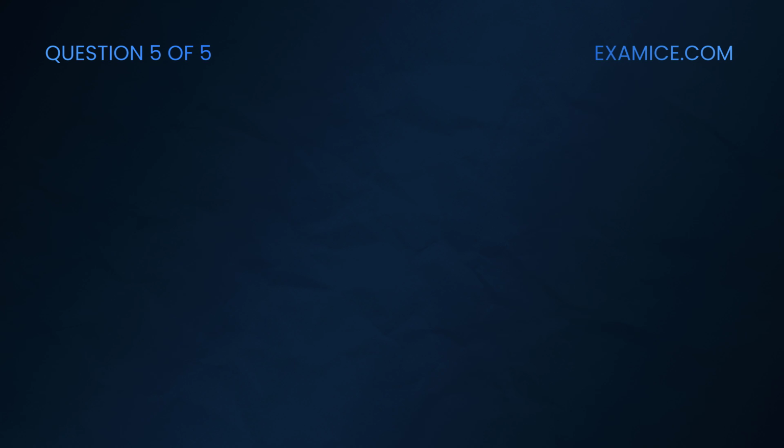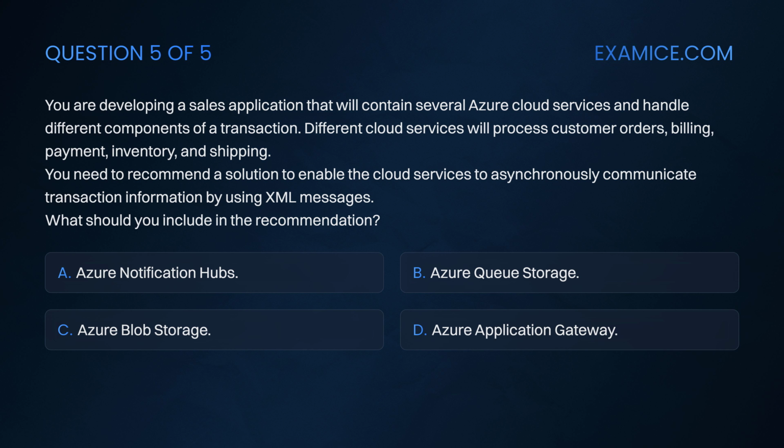Question 5. You are developing a sales application that will contain several Azure cloud services and handle different components of a transaction. Different cloud services will process customer orders, billing, payment, inventory, and shipping. You need to recommend a solution to enable the cloud services to asynchronously communicate transaction information by using XML messages. What should you include in the recommendation? Option A, Azure Notification Hubs. Option B, Azure Queue Storage. Option C, Azure Blob Storage. Option D, Azure Application Gateway.